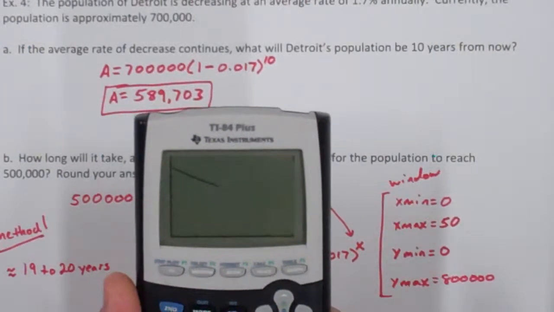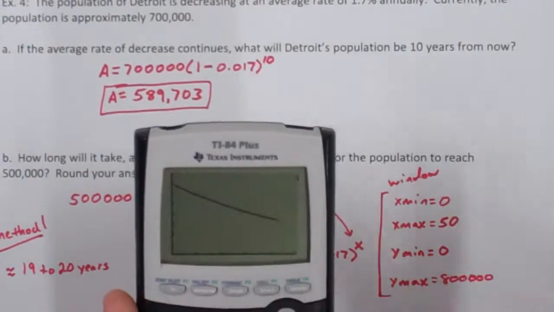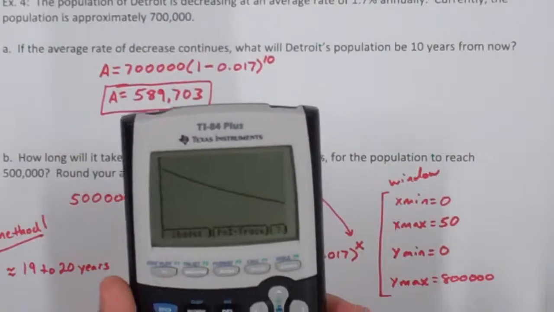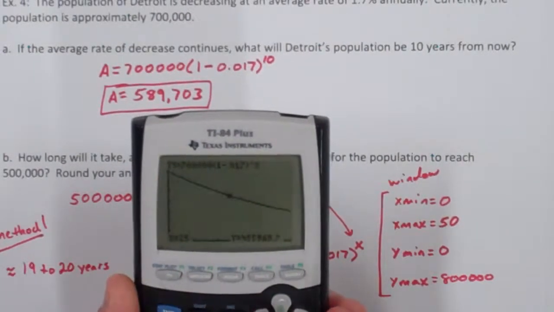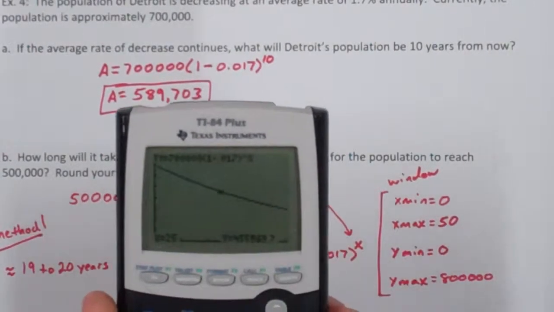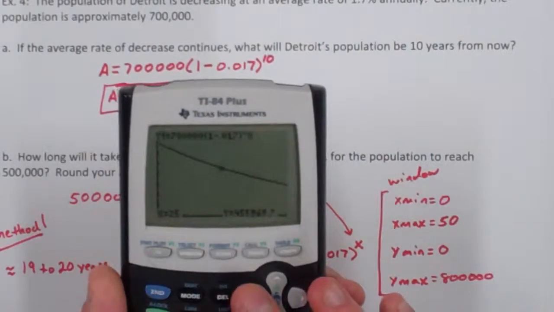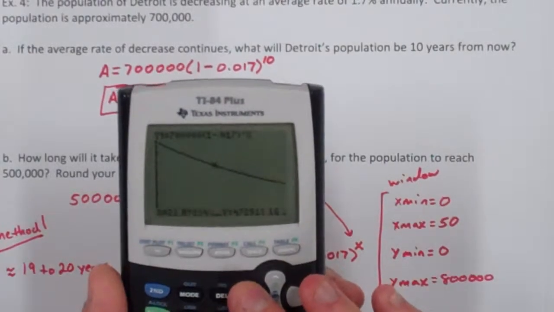So if you pick a really good viewing window, remember each tick mark here is 100,000 and each tick mark here is going to be 10. We can get a really good clue, a really good picture as to what's happening with this graph. If we hit trace, we're right in the middle of the graph right now, and you can see the y value is at 455,969. And so we're going to move to the left to increase y, and again here we're looking for 500,000.